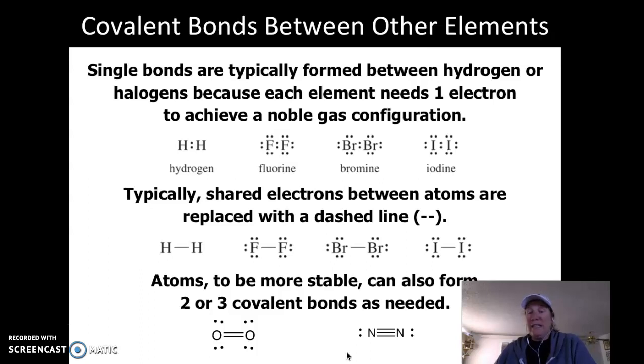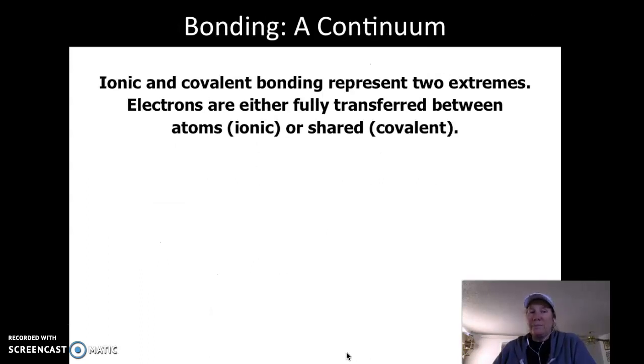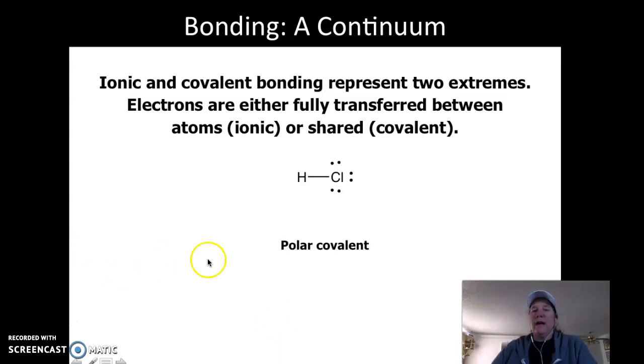And whatever they need to get stable, that's how they do it. Okay, so ionic and covalent bonds represent the two extremes. You're either transferring your electrons or you're sharing electrons. Here's one thing about covalent bonds. When you have an ionic bond, they just transfer the electrons over. That's it. Covalent bonds, they're sharing them, but sometimes they're not sharing them equally.